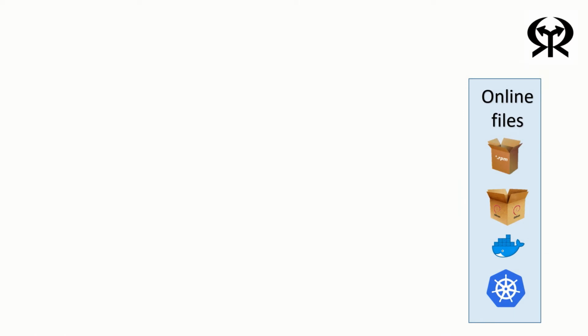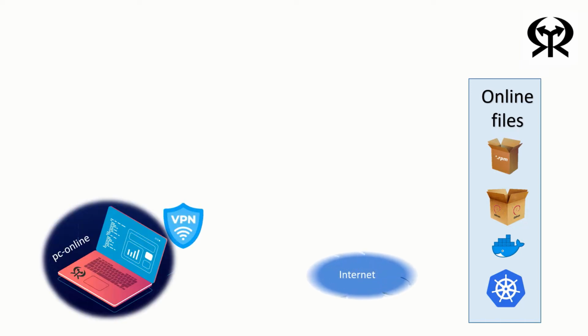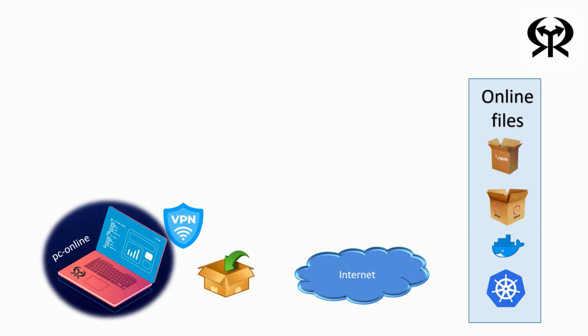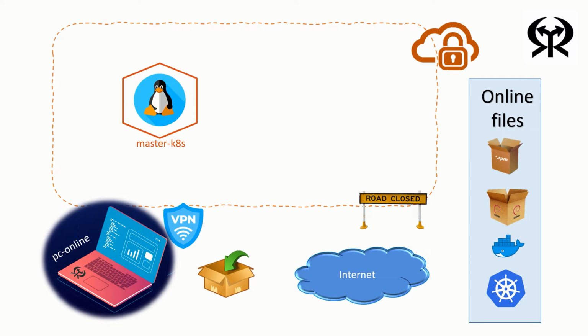Let's check it. The problem with zero trust network access or air gap environments is that we don't have access to the public cloud. We don't have access to the internet to get some RPMs or container images. Then we need to use a PC online with a VPN connection to those environments that allow us to connect to the internet and then get all the required files that we need to install our Kubernetes cluster.